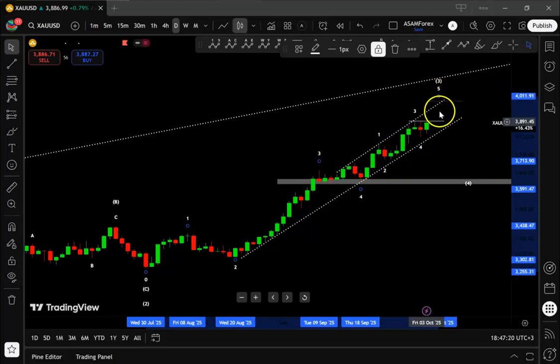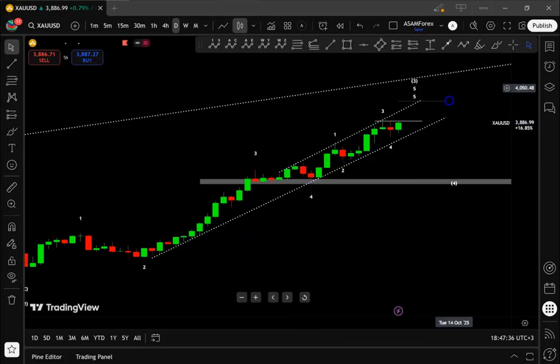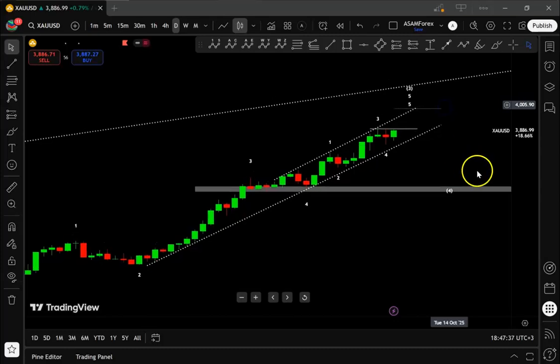And now the fifth wave itself already started with the 1, 2, 3, 4. So we are looking for the third wave, the yellow wave. I'm sure they understand what I'm saying here.